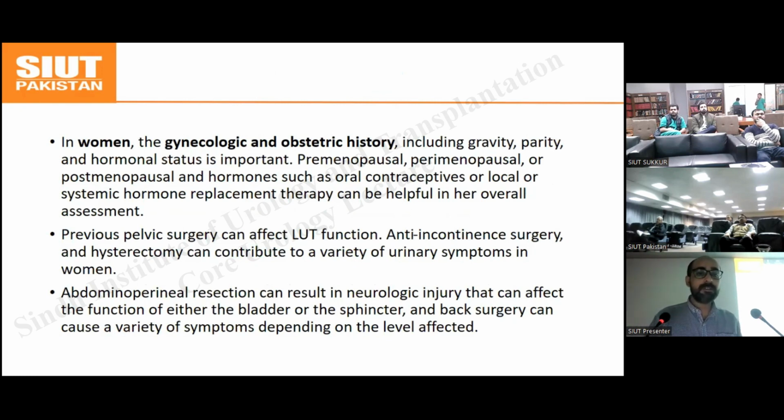In women, gynecologic and obstetric history is very important. Previous pelvic surgery can affect lower urinary tract function. Anti-incontinence surgeries and hysterectomy can contribute to a variety of urinary symptoms.